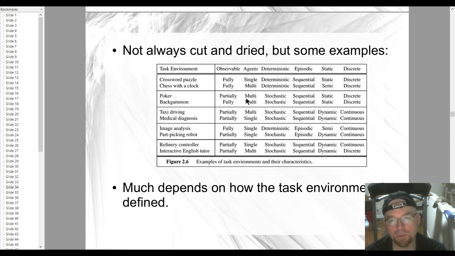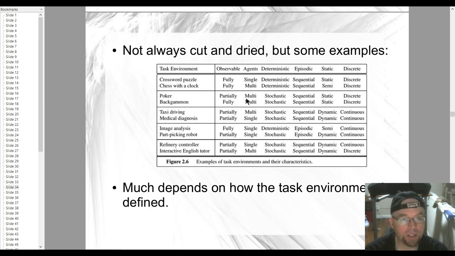So let's see here. Crossword puzzle, I'll just do one of them. You can read this on your own, but what type of environment is that? Is it fully observable? Is it unobservable? Well, yeah, it's fully observable because you can see the layout of the crossword puzzle. You see all the clues. There's nothing hidden from you there. How many agents? Is it a multi-agent environment or a single-agent environment? Well, there's one agent trying to solve the crossword puzzle.